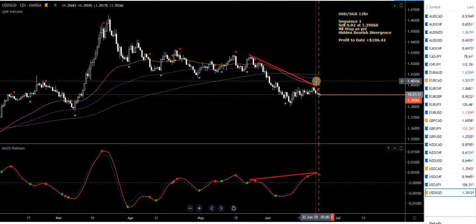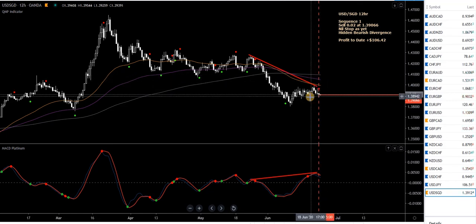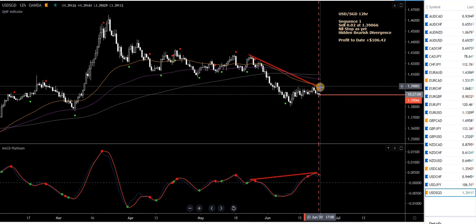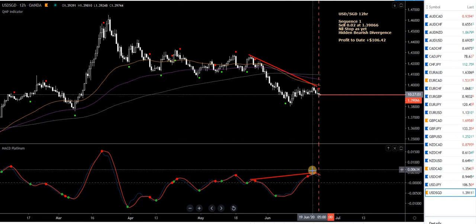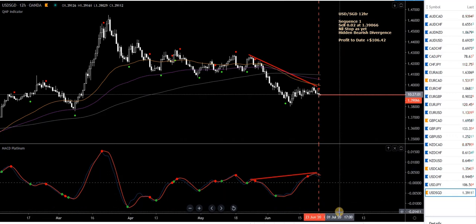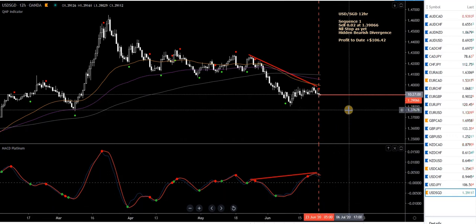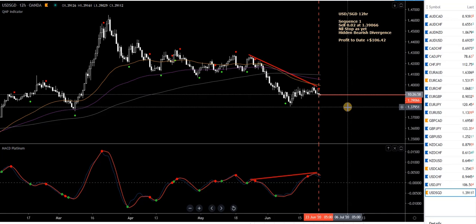MAs are starting to spread to the downside. They're stacked. Price has come back close to the 50, which I like to see. Ideally, I want to see this recent low taken out here, and the MACD Platinum to roll down here somewhere. That's the plan. So that's it on the pairs. Not a very exciting morning. There wasn't much on the daily charts either.